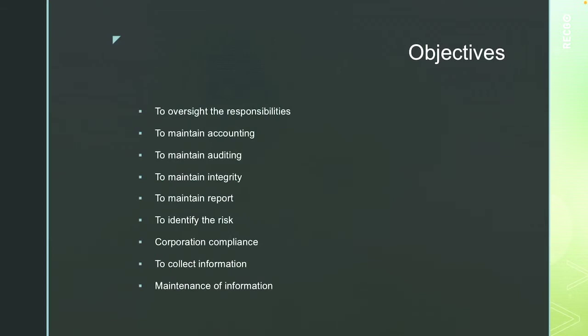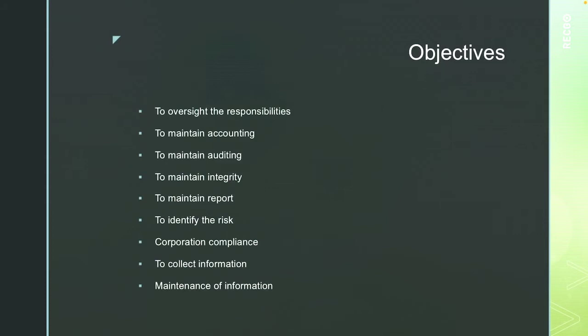Then to maintain oversight of the audits of the corporation's financial statements, and to maintain oversight of the integrity of the corporation's financial statements, the reporting process, and its internal control over financial reporting. Then comes to maintain the oversight of the reports.